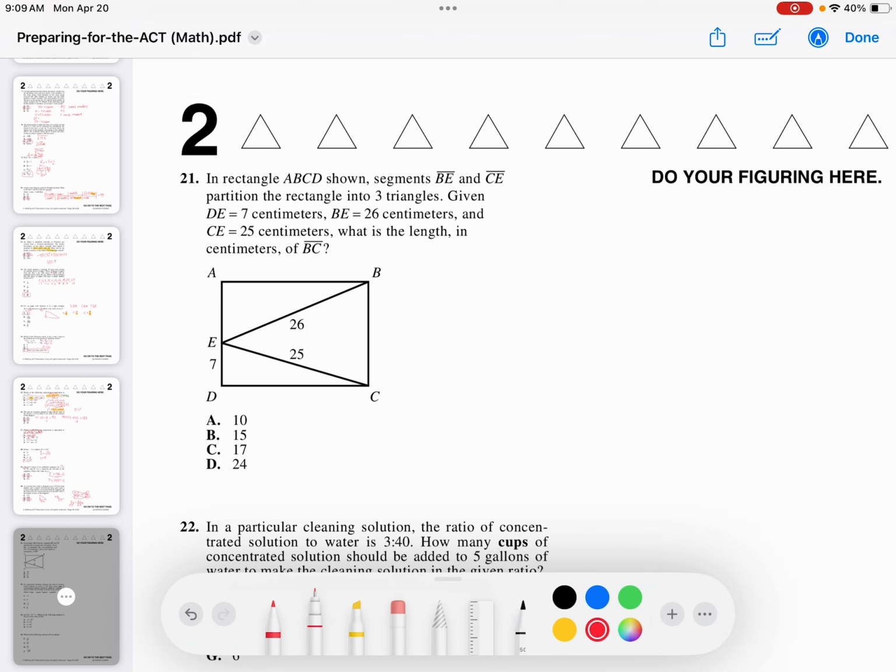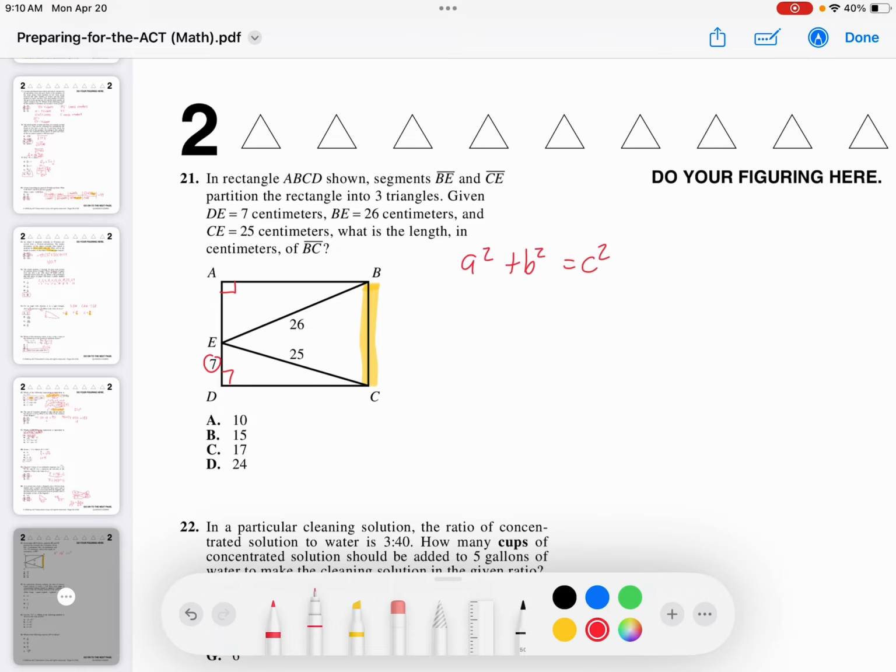Okay. Rectangle ABCD shown. Segments BE and CE partition the rectangle into 3 triangles. Given DE equals 7, BE equals 26, CE equals 25. What is the length of BC? So BC is what we're trying to find. Let's see. What are we trying to do here? So this is a rectangle. It means all these are right angles. So I guess we can start doing the Pythagorean theorem, which is a squared plus b squared equals c squared.